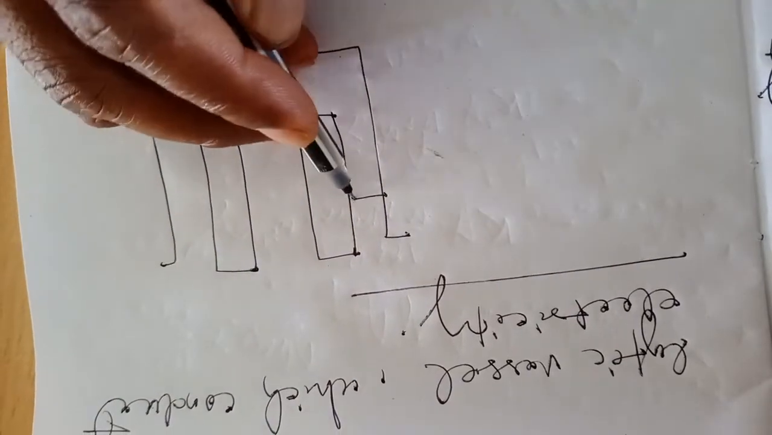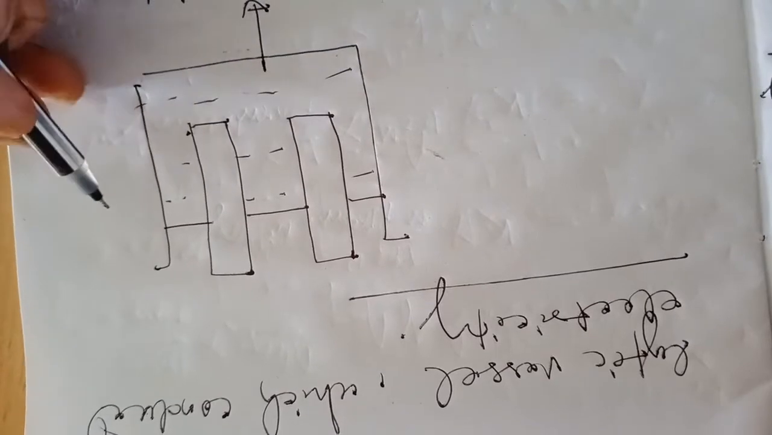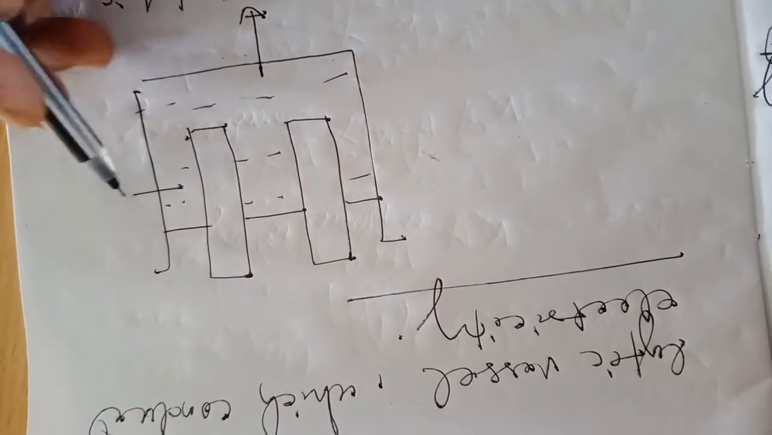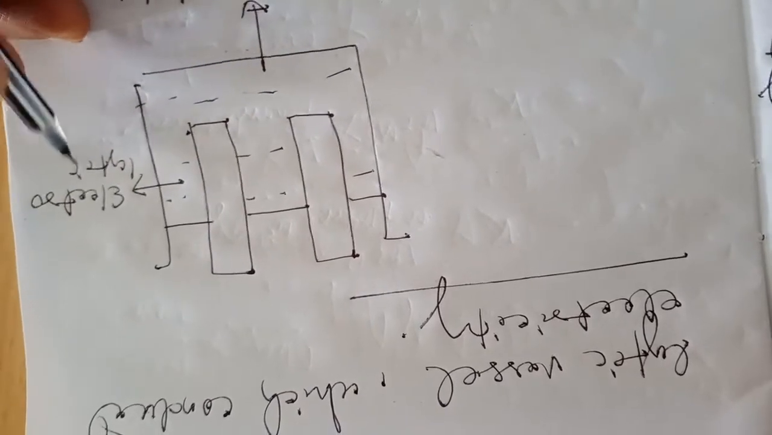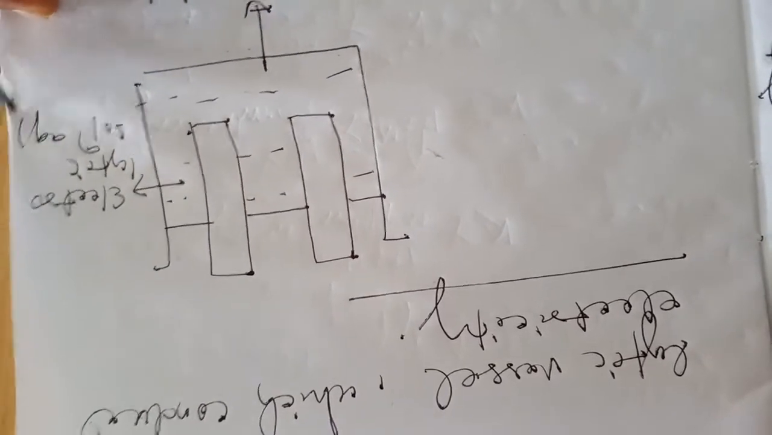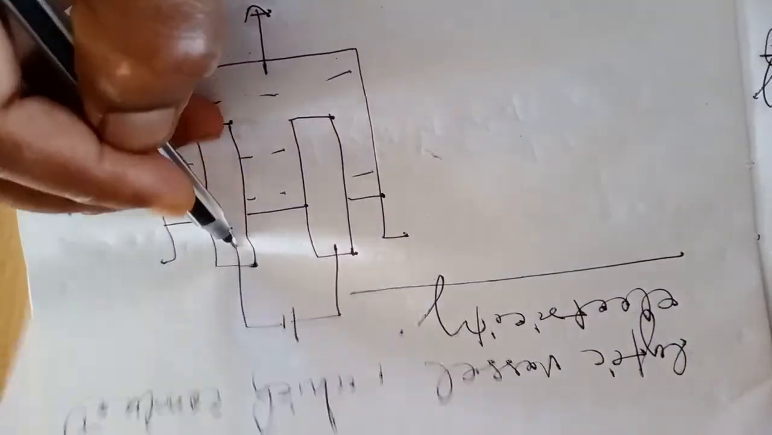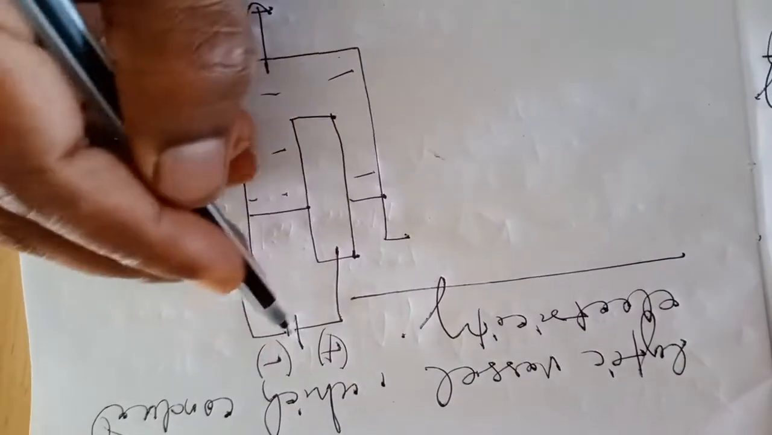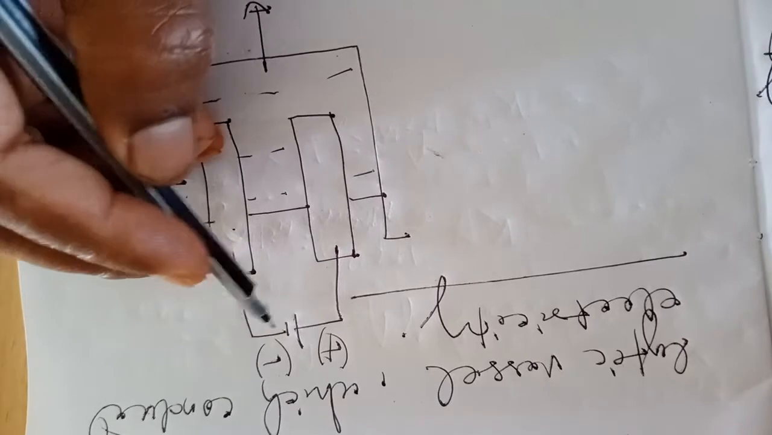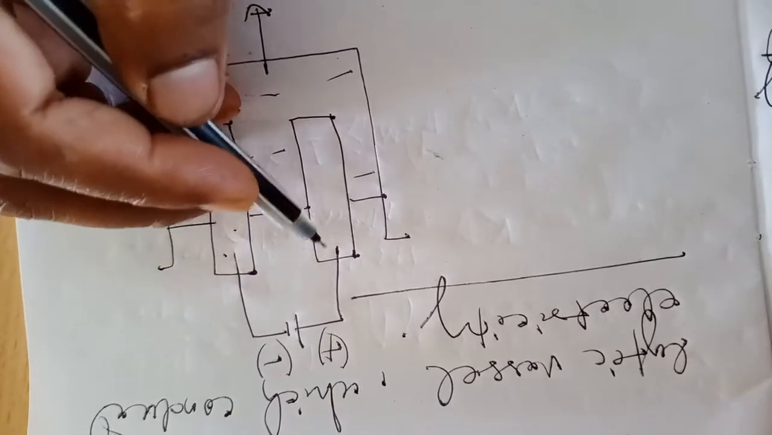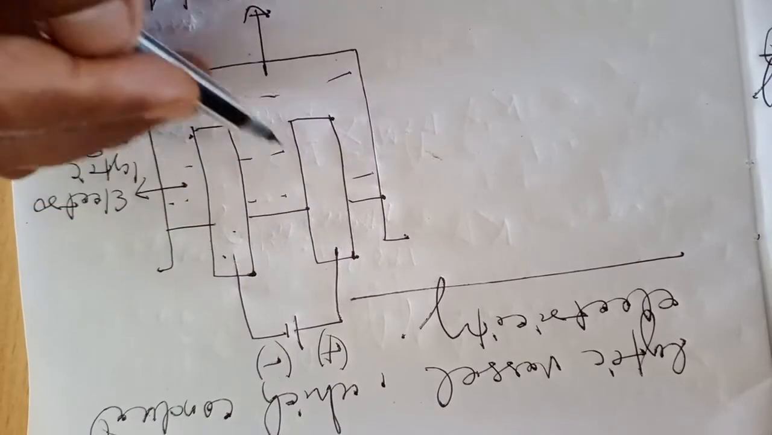Suppose this electrolytic tank contains some aqueous solution of electrolyte. Suppose these two electrodes are connected through a battery. When current passes through this electrode, the current passes from one electrode to the electrolyte.